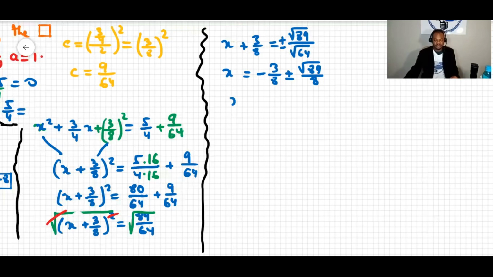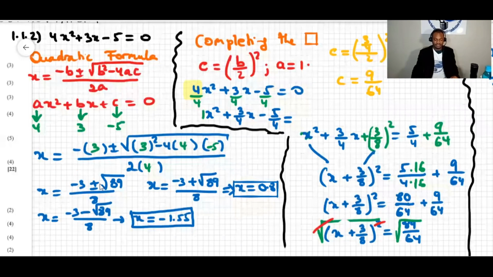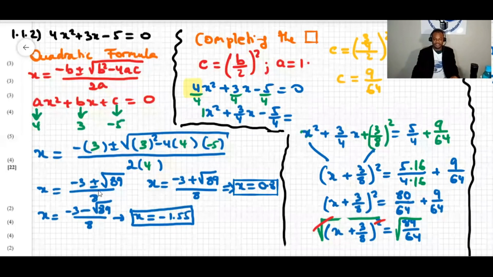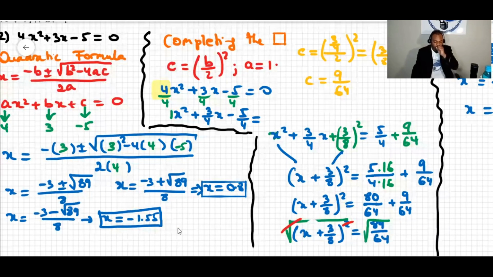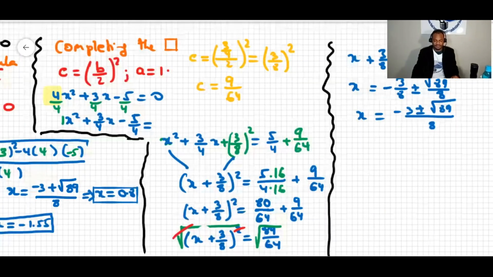That will make x equal to negative 3 plus or minus root 89 over 8. And now you'll notice this is the same solution that we got over here, negative 3 plus or minus root 89 over 8. So it will generate the same answer, 0.80 or 0.8 and negative 1.55.